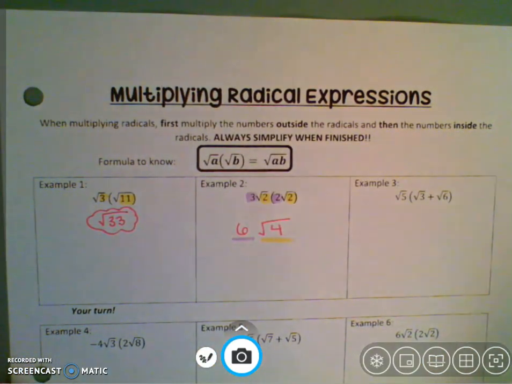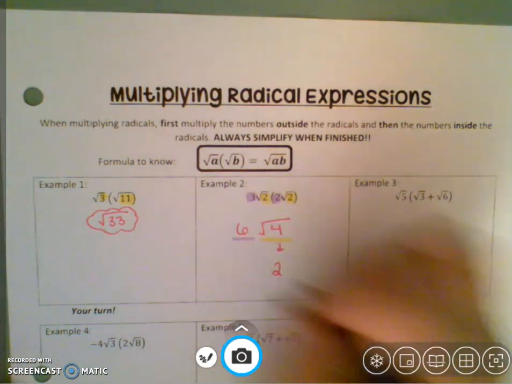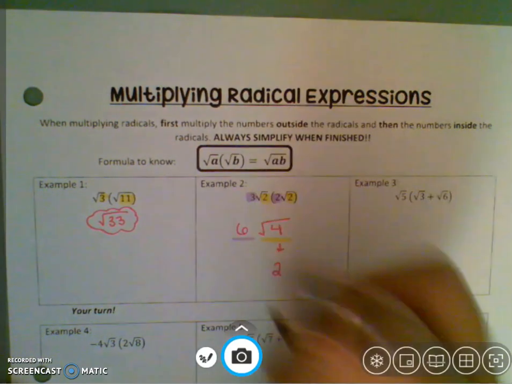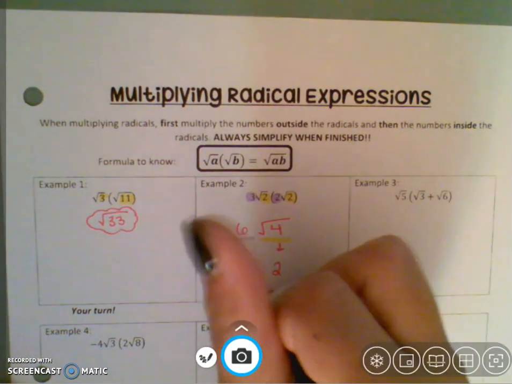However, you need to know your perfect squares because the square root of 4 is a perfect square. That becomes just a 2. No more house. The square root of 4 is just 2. So then this is 6 times 2, making it a 12.